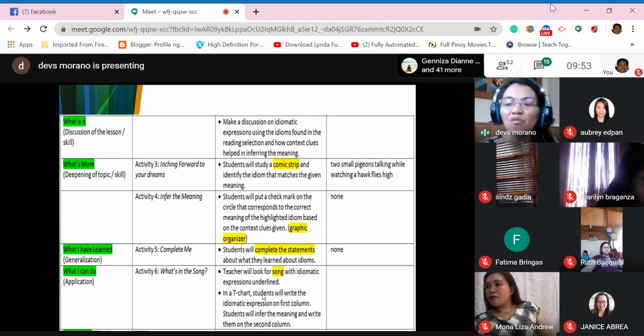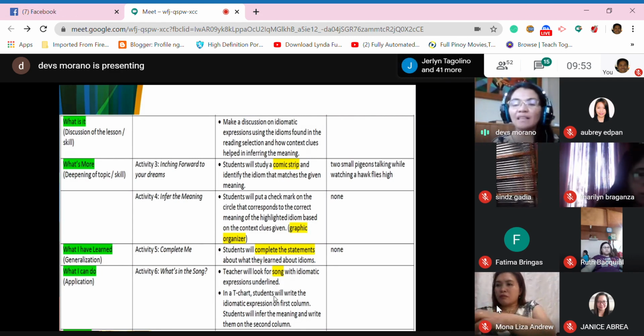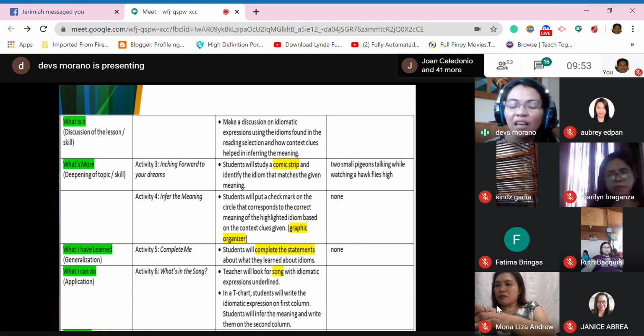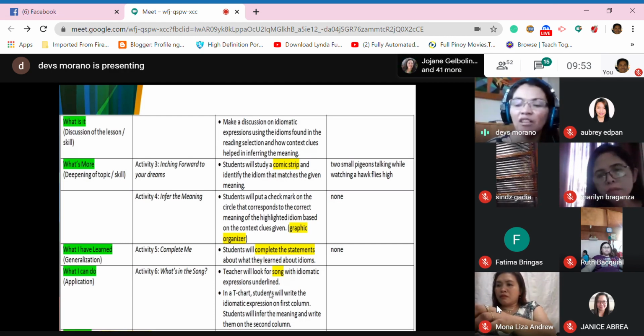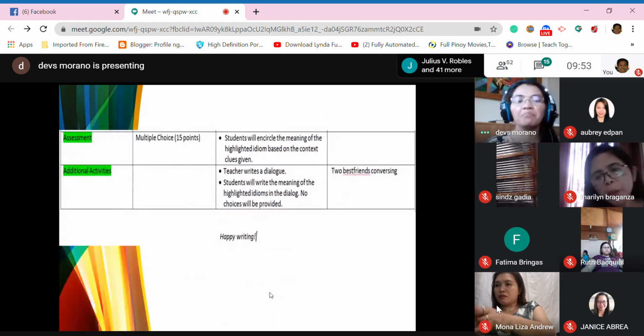So the teacher will look for a song. As a writer, you are going to look for a song with idiomatic expressions. And then on a T chart, the student will write the idiomatic expression in the first column and the meaning, and they are going to infer the meaning of the idiomatic expression and write them on the second column.